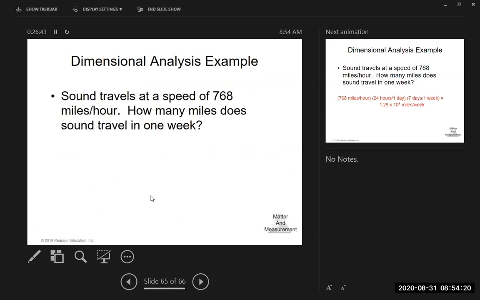Let's look at an example of dimensional analysis here. So we're saying that sound travels at a speed of 768 miles per hour. So then how many miles does sound travel in 1 week? So what's the main conversion that we're trying to do here? Anyone have any thoughts on that? Time. And so we're trying to convert hours to weeks, right? To a week.